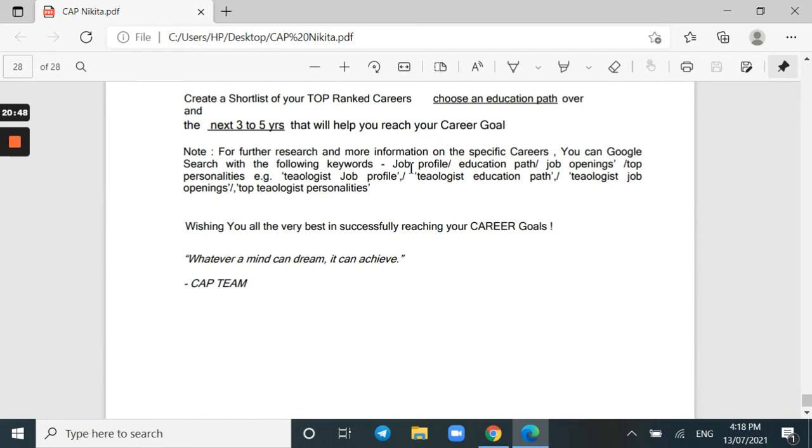By using Google keywords like job profile of that career. I don't look at the education part now, because initially the idea is to find out your top careers, and then job openings and top personalities of that particular job. What are the openings right now? What are the salaries? Which are the companies? Who are the top people? For example, a chocolate consultant. Who are these chocolate consultants currently? Where are they working? What is their work area? So getting more important information about those careers will give you clarity in that career.